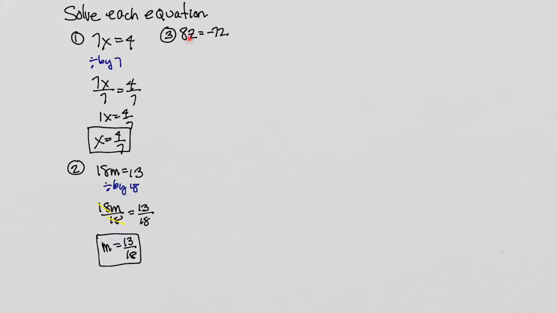We've got 8 times z is equal to negative 72. So we've got a multiplication over here. To undo the multiplication, we'll use division, right? Division will undo a multiplication. So our plan is to divide by 8. And doing so will look like this. 8z over 8 equals negative 72 over 8. And these 8s will cancel or divide out.